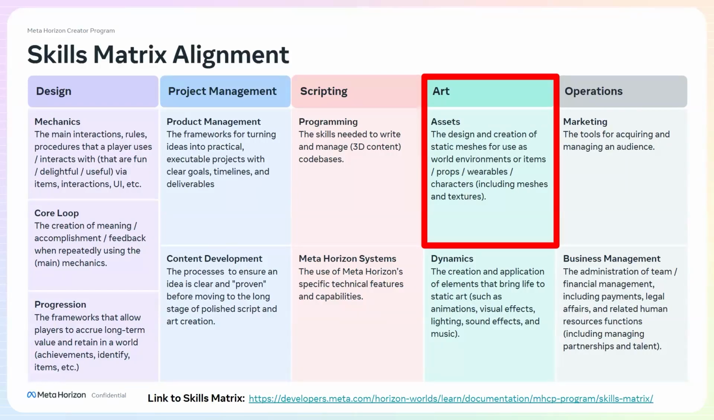The skills matrix alignment is art, and the subsection would be assets: the design and creation of static meshes for use as world environments or items, props, wearables, characters, including meshes and textures.